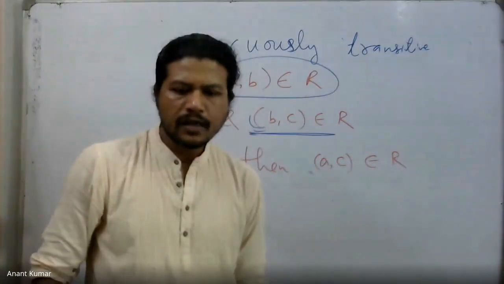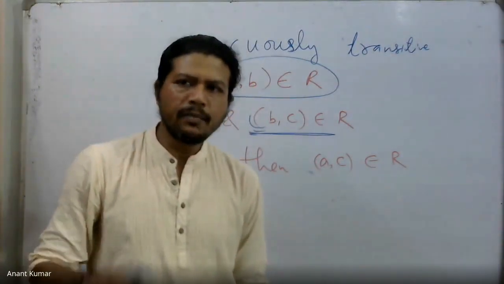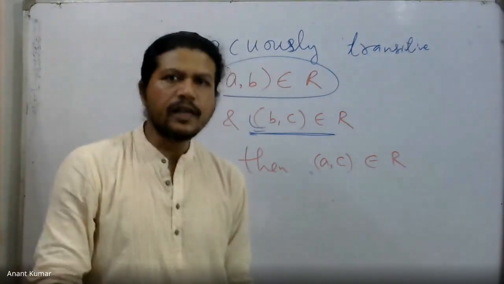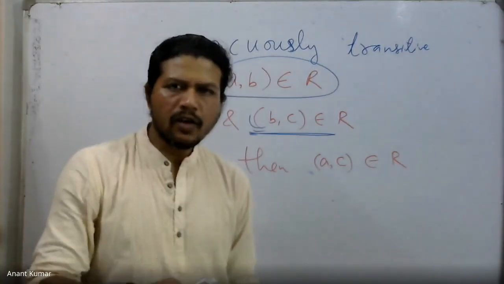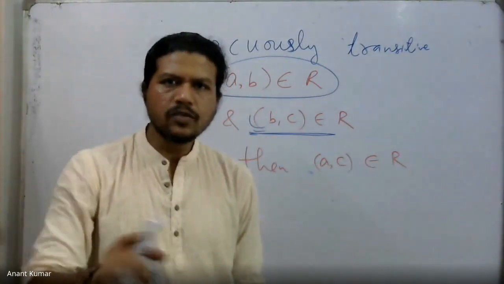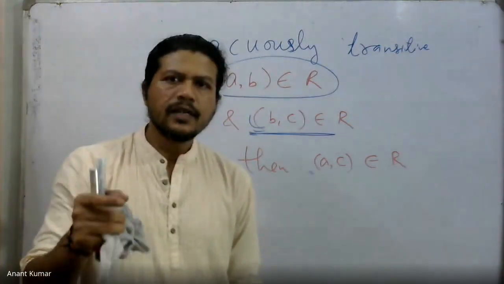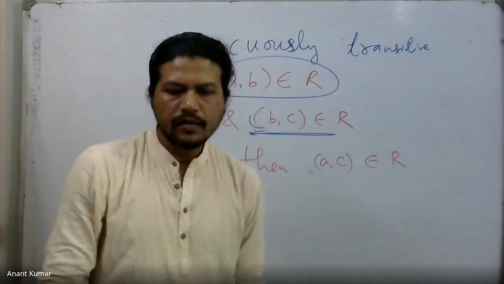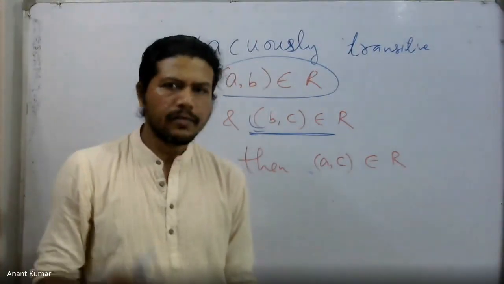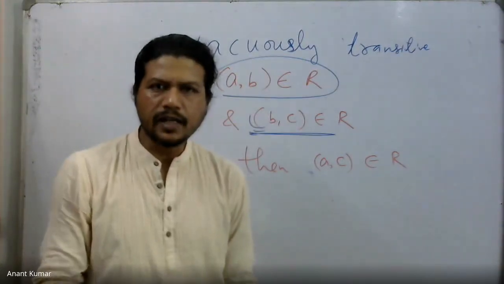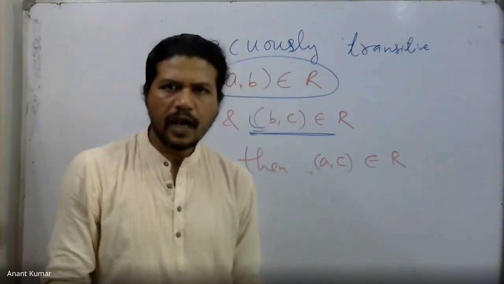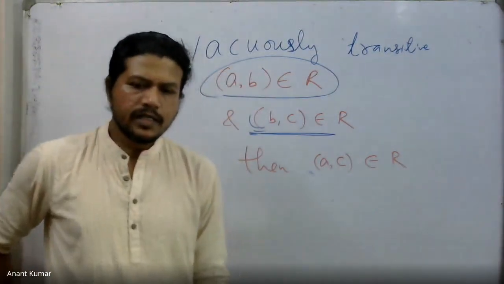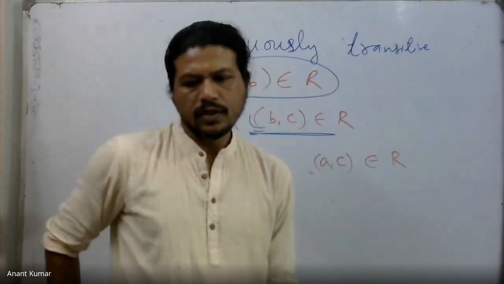Antisymmetric implies that A comma B and B comma A are going to be present simultaneously only when A and B are equal, which implies that if A comma B and B comma A both are present and A is not equal to B, in that case it is definitely not antisymmetric. It will then become symmetric. If A comma B and B comma A are there and A and B are distinct, in this case the relation is symmetric and not antisymmetric. Okay? Yes, Nilabrata, it seems to be so.